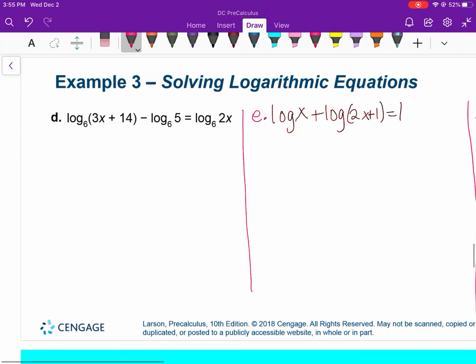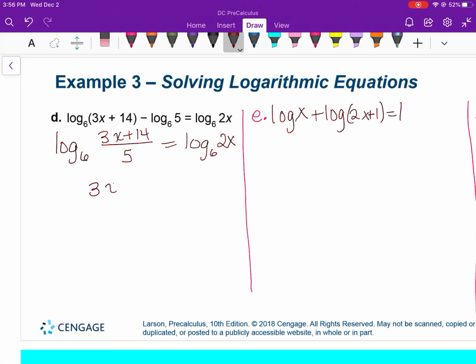On D, I see that I have 2 logs on one side and 1 log on the other. My goal is to get 1 logarithm on each side. And I'm going to do that by condensing these 2 logs on the left. Once I've done that, I can drop the logs off of each side because it's a 1-to-1 situation. 1 log on each side.